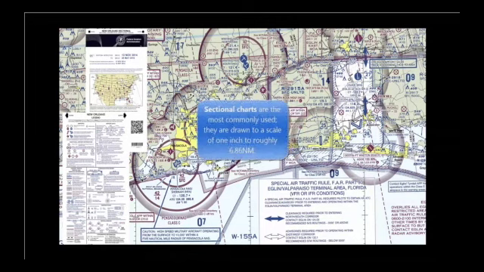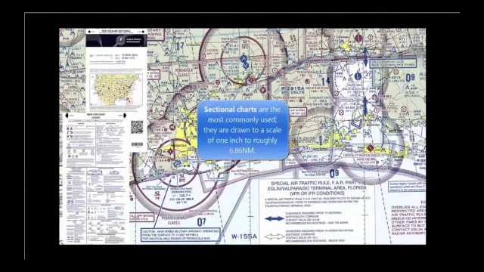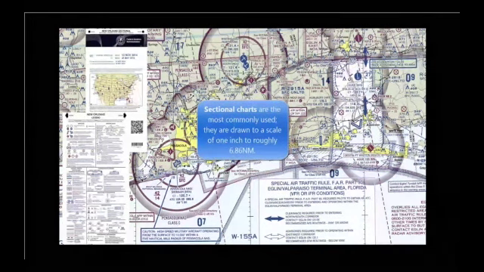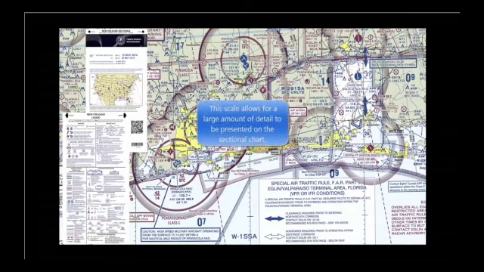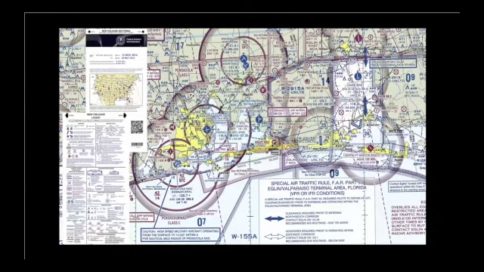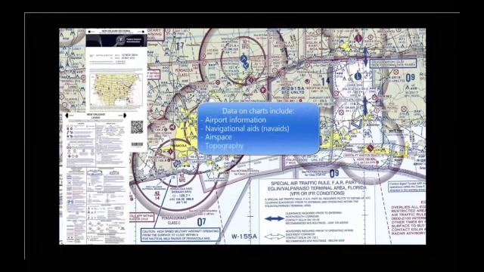Sectional charts are the most common charts used by pilots today. The charts have a scale of 1 to 500,000. 1 inch equals 6.86 nautical miles, NM, or approximately 8 statute miles, SM, which allows for more detailed information to be included on the chart. The charts provide an abundance of information, including airport data, navigational aids, airspace, and topography.